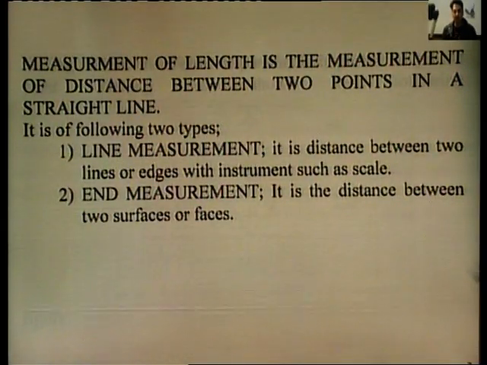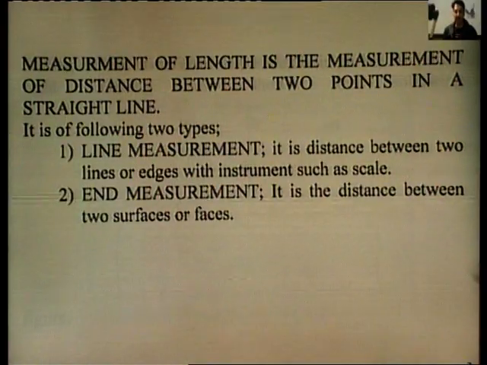Measurement of length is the measurement of distance between 2 points in a straight line. So, whenever we are measuring the length of something, actually we are just finding the distance between 2 points. It is of the following two types. Number one, line measurement. It is the distance between two lines or edges with instruments such as a scale. So, we are just comparing those edges or those lines with the help of a scale. We are not having end faces in this case.